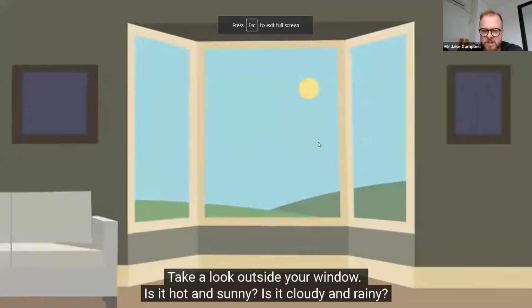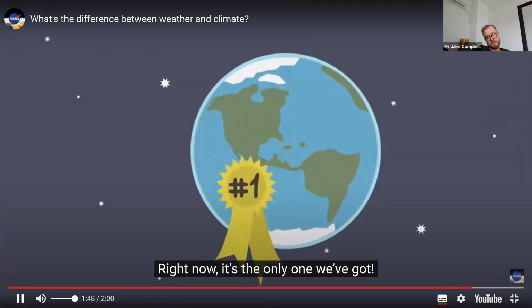Take a look outside your window. Right now, it's the only one we've got. Find out more about our Earth at NASA Climate Kids.